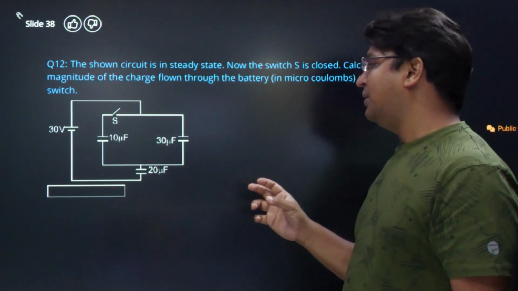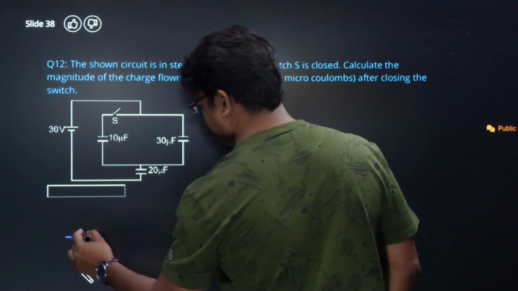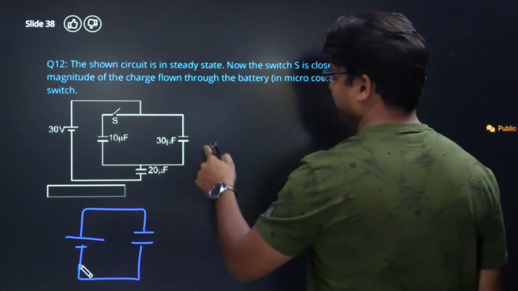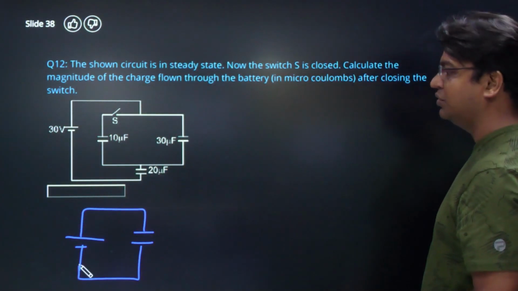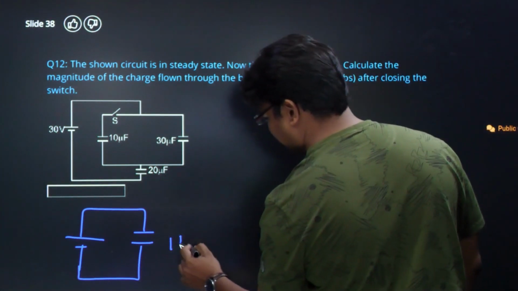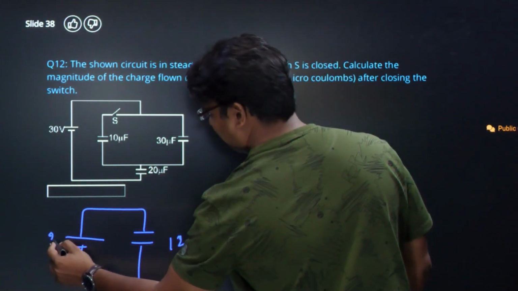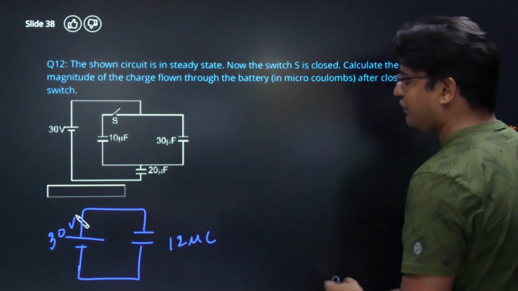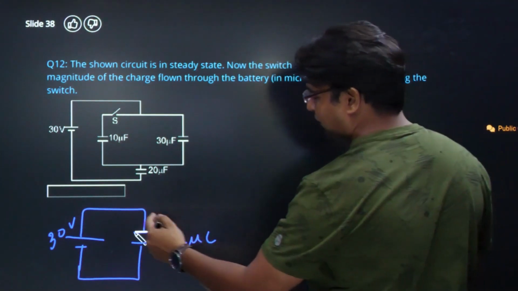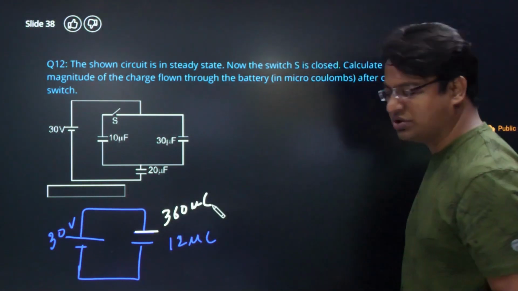Before we close the switch, the battery was connected to one capacitor, the value of which was 20 into 30 by 50. So that would be 20 into 30, 600 by 50, 12 microfarads. So the equivalent of 20 and 30 is 12 microfarad. So the battery of 30 volt was connected with a capacitor of capacitance 12 microfarad, which means that the charge here would be 12 into 30, so that would be 360 microcoulombs. Alright, so that was the situation.